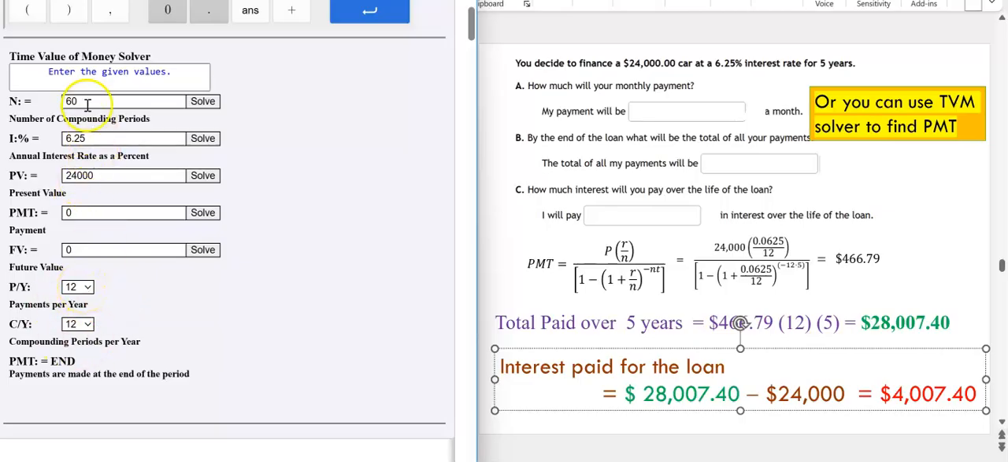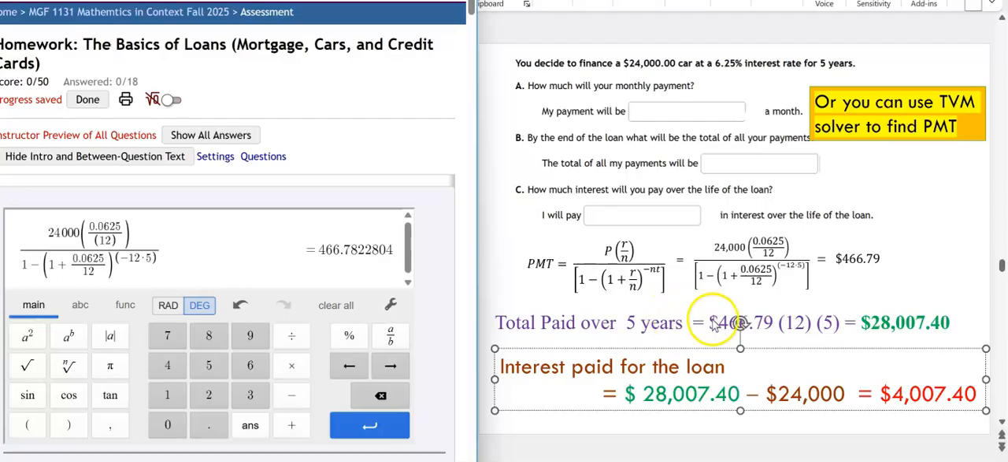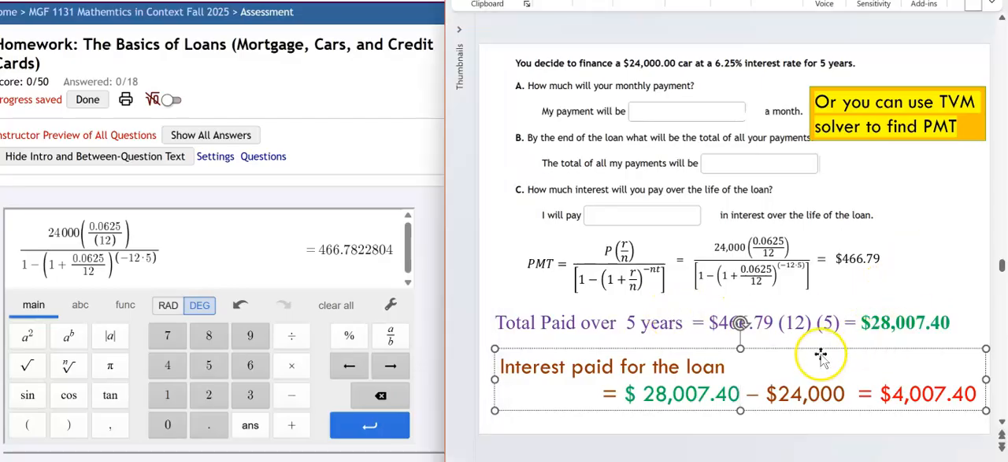Now you have everything, so put it in the calculator and solve for PMT, which is what you're looking for. You click solve and you get $466.79, the same as we got using the formula. It doesn't matter whether you use a scientific calculator or the TVM solver, you'll get the same monthly payment. Then you find how much you paid and how much interest after you find the monthly payment.